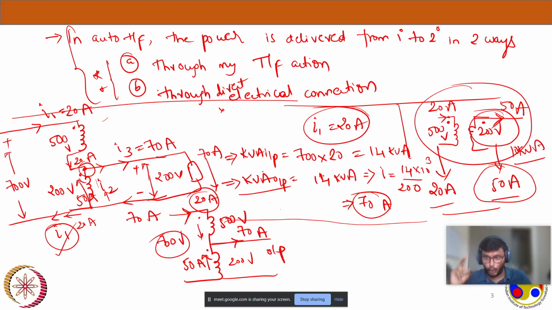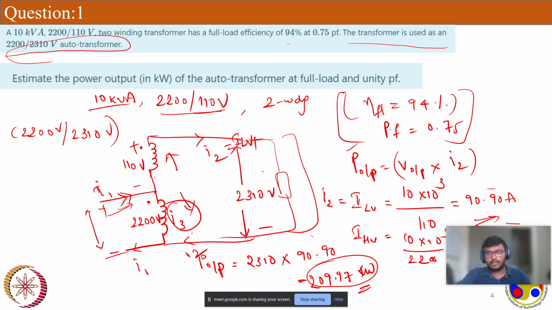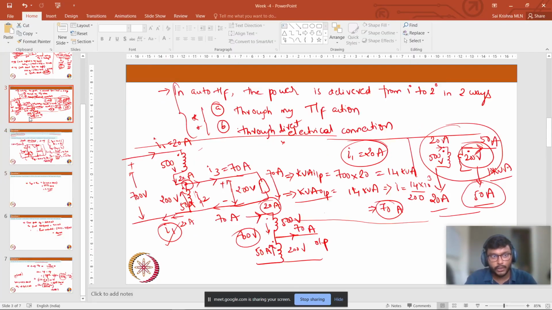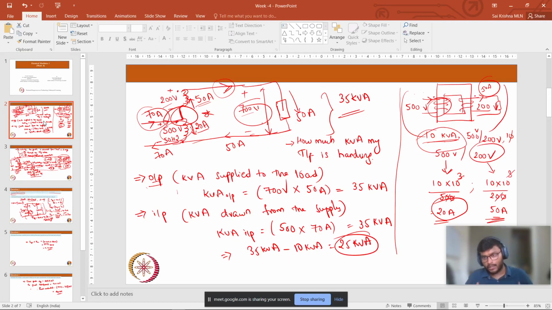This is an important point in the auto transformer: the power will be delivered in two ways, through transformer action and through electrical connection. That's how we get increased kVA handling by the transformer. We have solved simple problems on it. You just see what my HV winding current and LV winding current are, and you can calculate any kind of power loss, conducted power, transformer power, and total power output. With that, I close our discussion today, and I hope you have understood today's session.